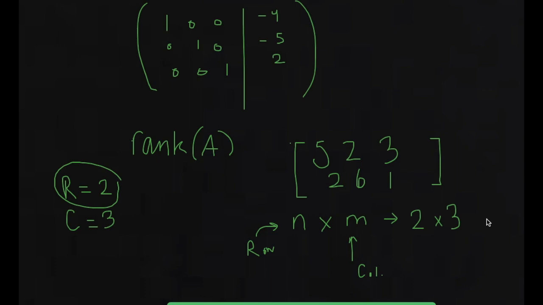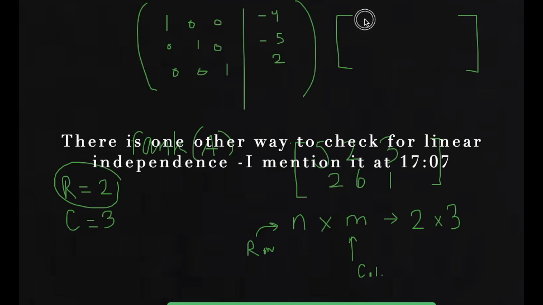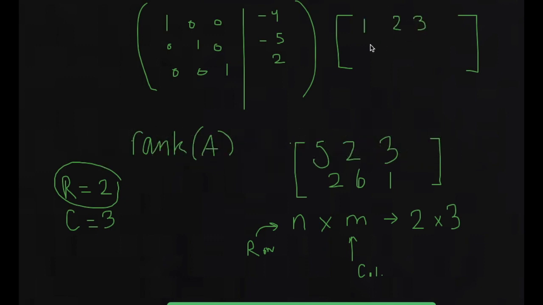But now to find the rank, we have to see how many linearly independent rows we have. So let's talk about linear independence. What that means is no 2 rows should be multiples of one another. For example, if I had 1, 2, 3 and 2, 4, 6, if all of these numbers were multiplied by 2, we would obtain the row 2, 4, 6.